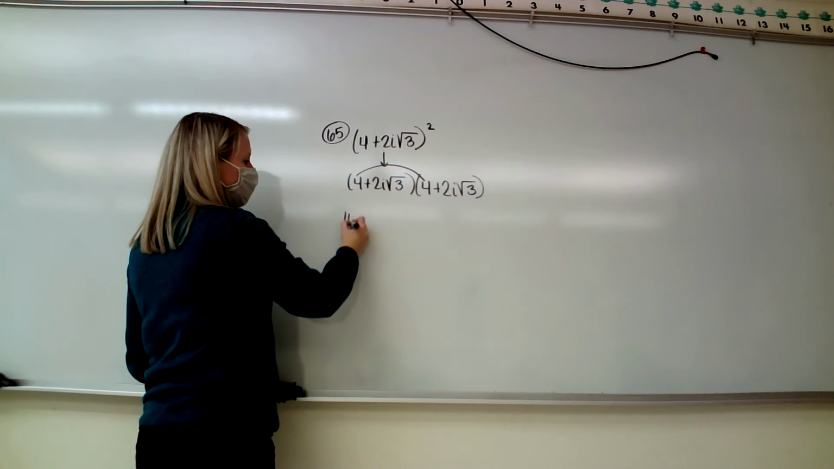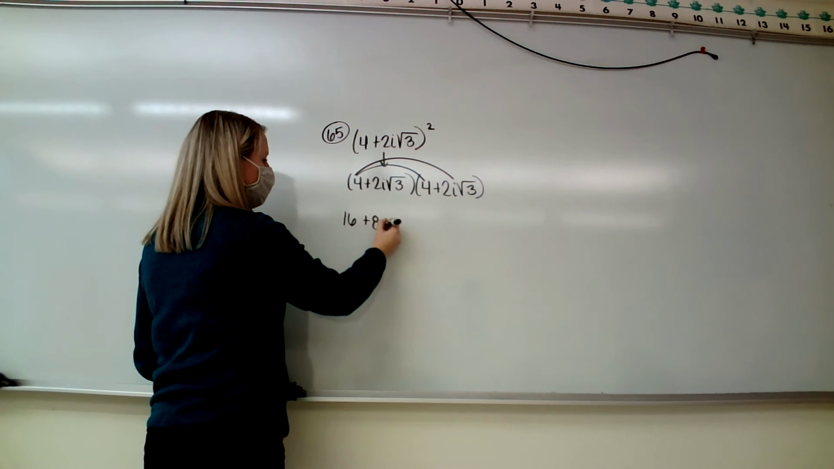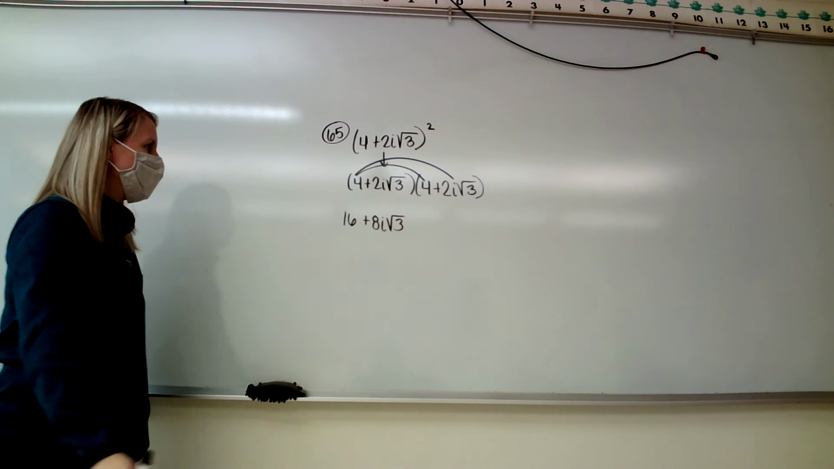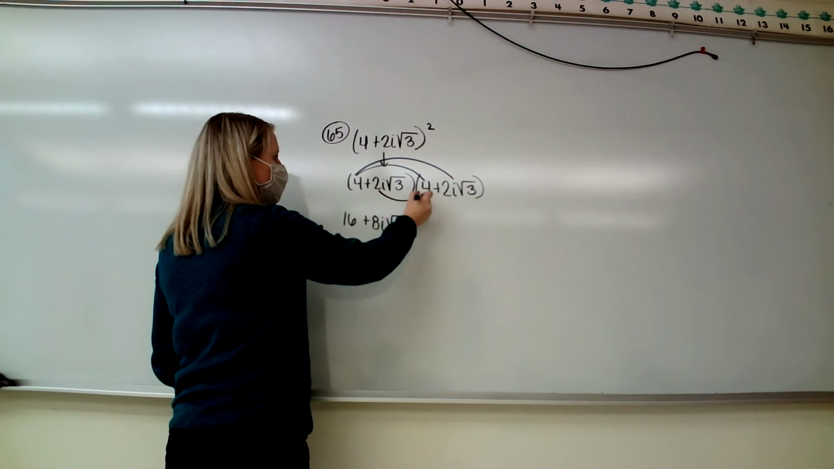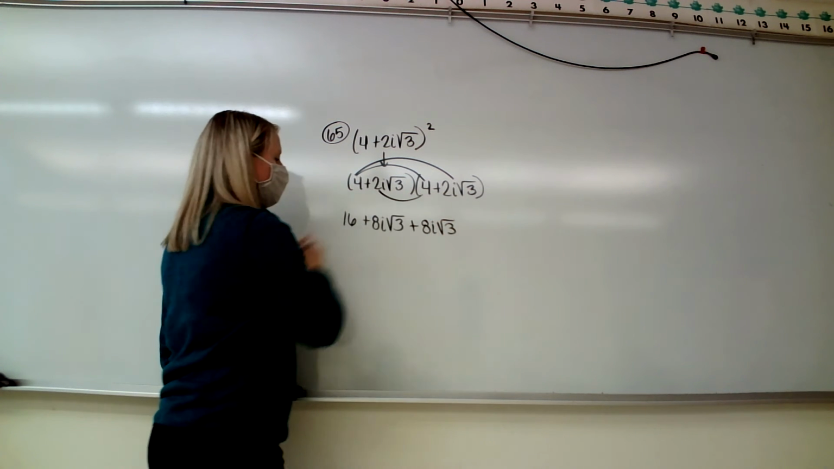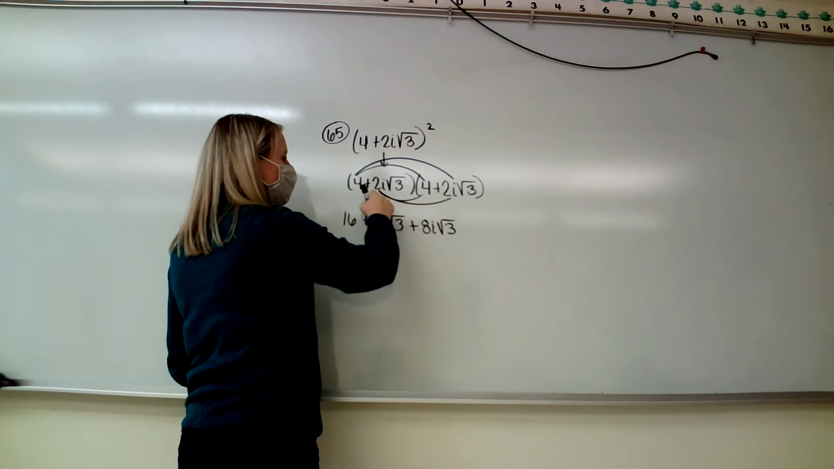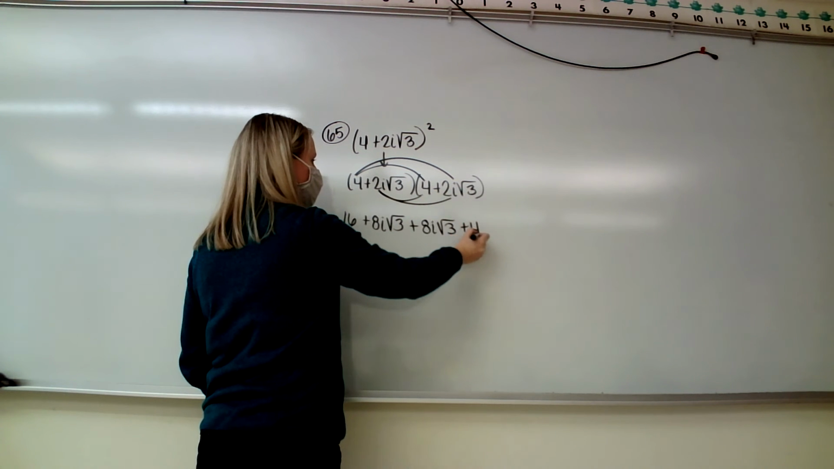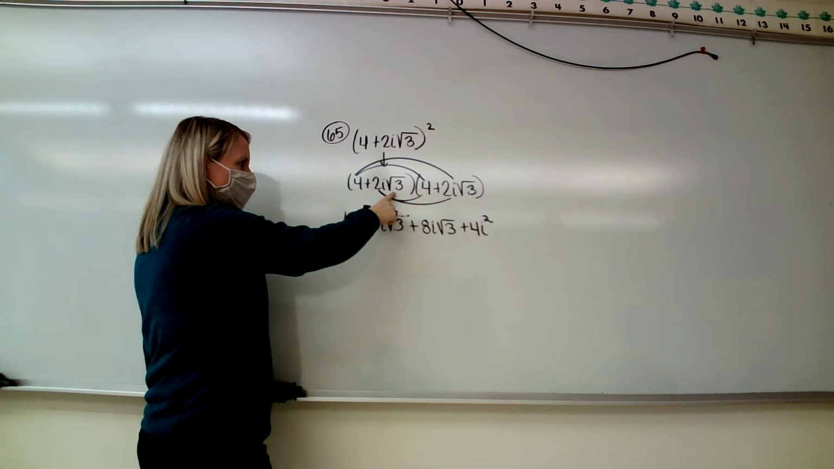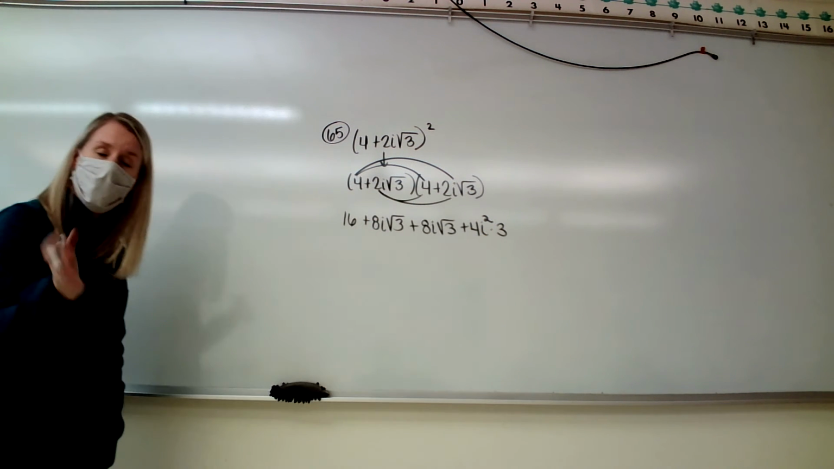That would give me 16. That would give me plus 8i root 3, right? Because the 4 times 2 gives me the 8 and everything else is going to stay the same. And then when I do inside here, that gives me plus 8i root 3. And then last but not least, when I do this times this, 2 times 2 is 4. I times I is i squared. And root 3 times root 3 is just going to be 3, right? Because it would be the square root of 9, which would be 3.